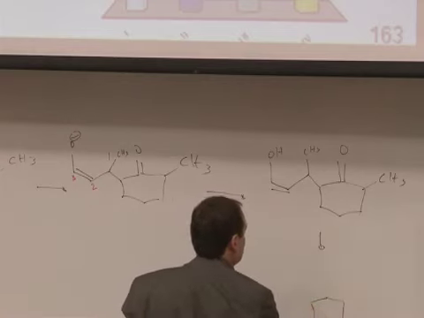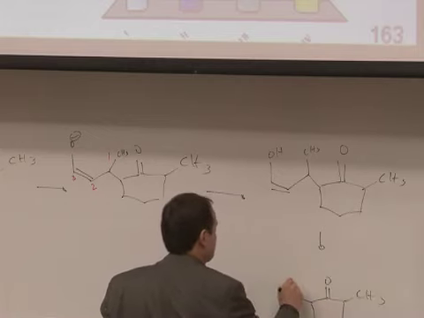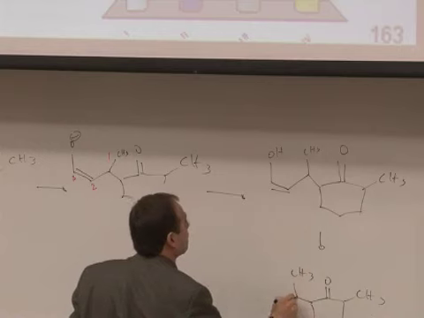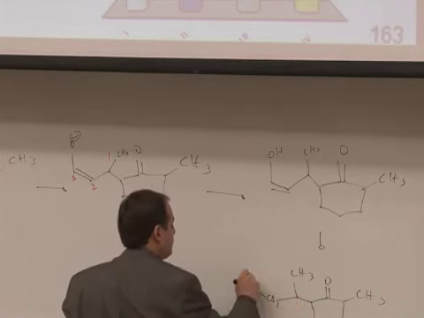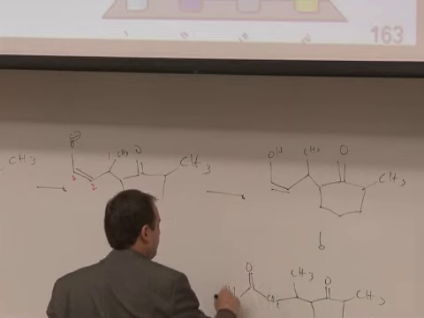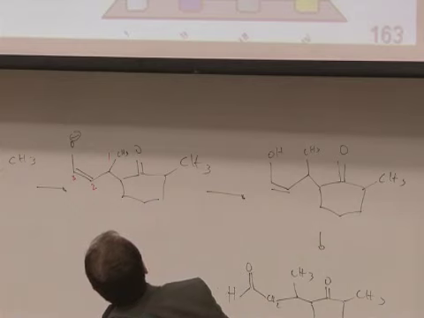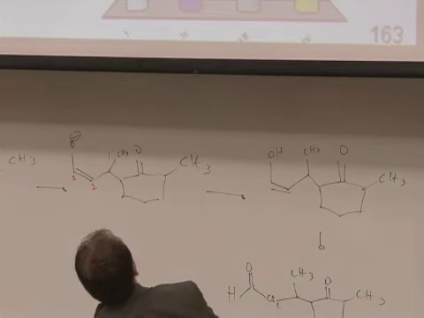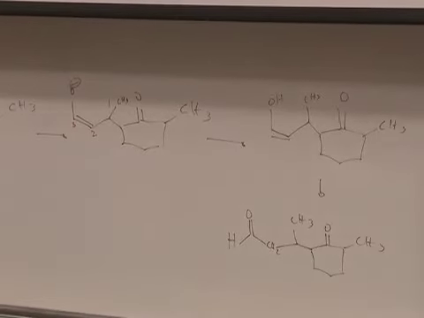Tautomerism. CH3, CH2, double bond O, H. So the correct answer is 4. 52% of you got it right.